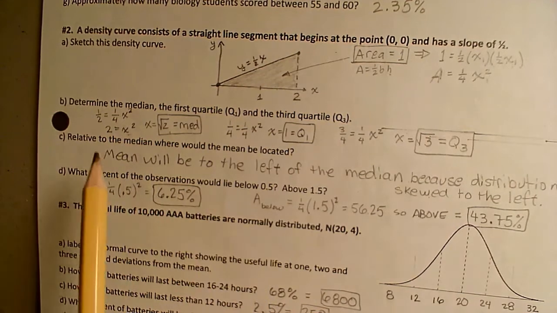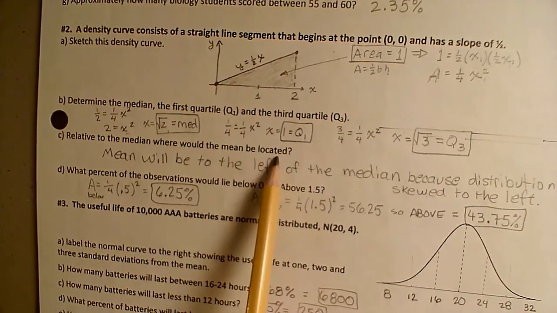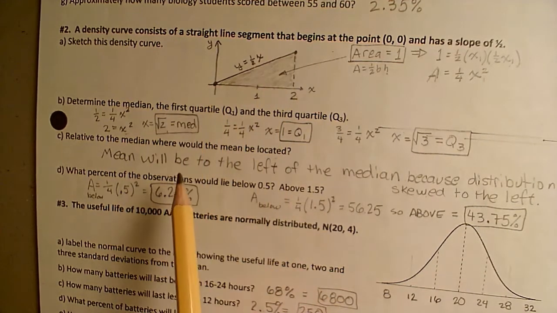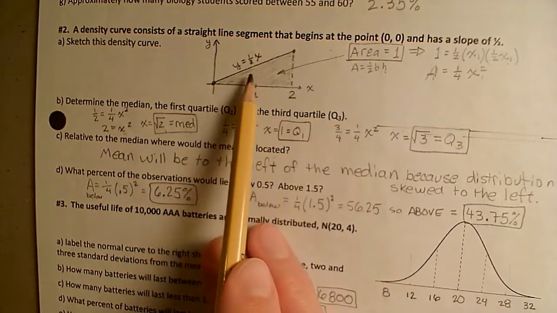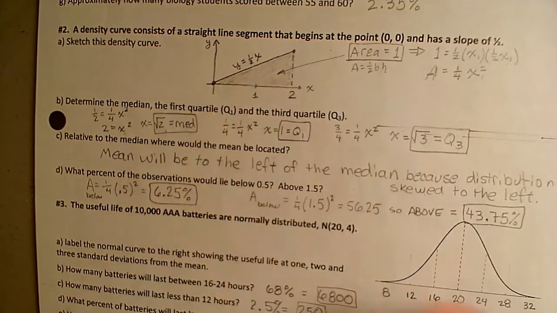All right, relative to the median, where would the mean be located? So this is kind of skewed to the left. And so as a result, the mean will be pulled down into the left, and it will be to the left of the median.